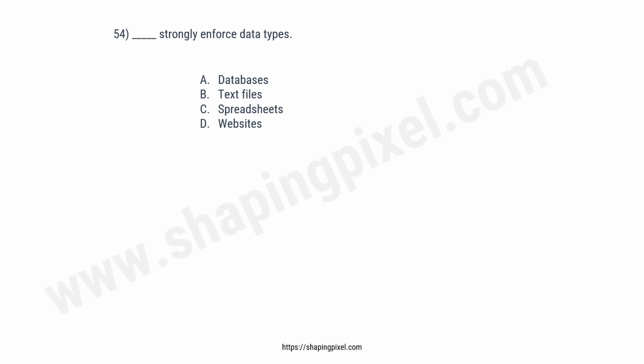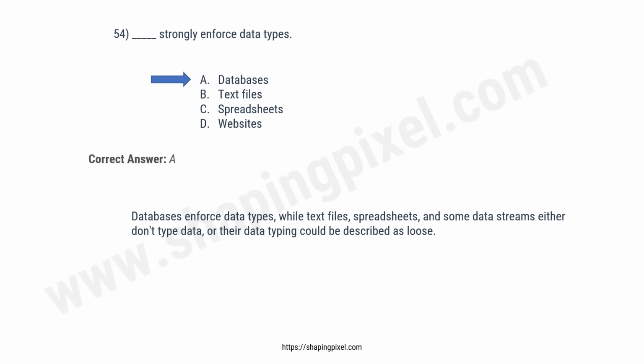Question number 54. Dash strongly enforce data types. And we have four options: databases, text files, spreadsheets, websites. So the right answer here is option A, databases. Databases enforce data types, while text files, spreadsheets, and some data streams either don't type data or their data typing could be described as loose.